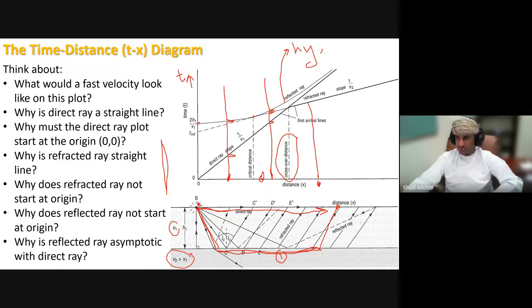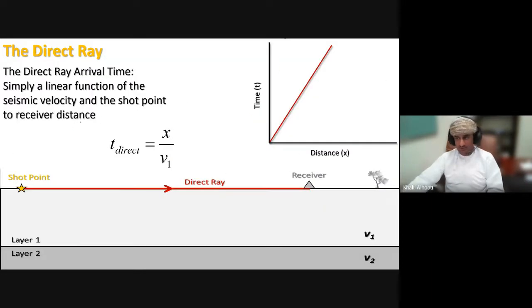That's the time. If there is a source and receiver exactly at this point, this is where the reflection happens, at zero offset. The direct is the energy directly from source to geophone. If these two are just attached to each other, there is zero time for the energy to arrive at the receiver. But at this time, there is no refraction. I don't see refraction at this time. That's the reason. And I already answered the last question, why the reflected ray is asymptotic with the direct ray.